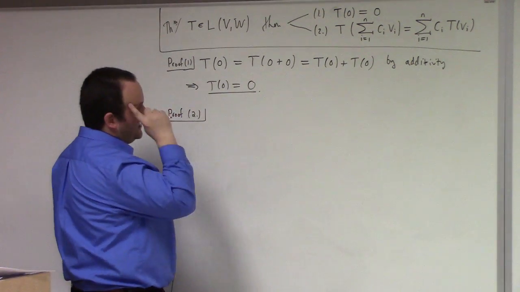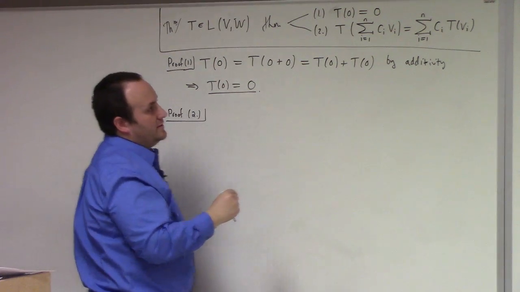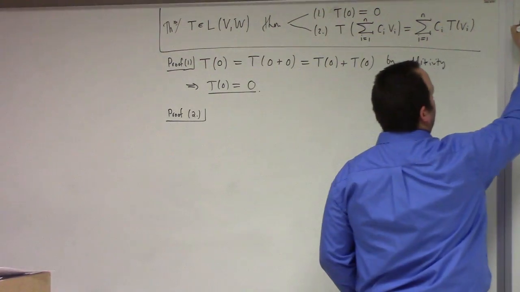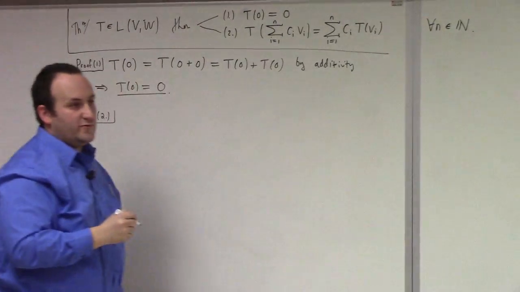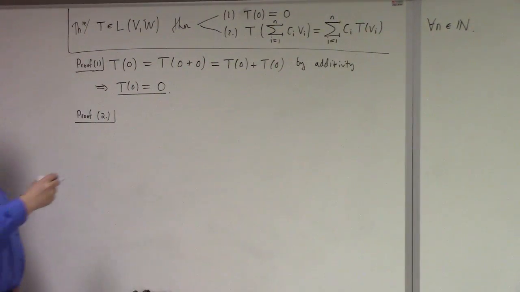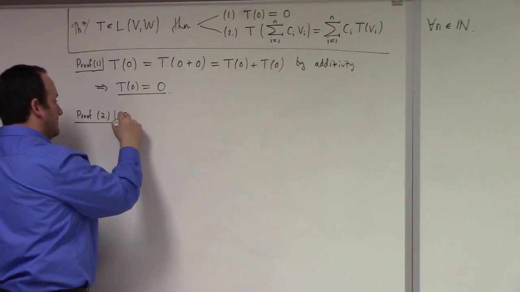2, let's see here. This is a claim about what? To be more precise, this is for what? For all n in the natural numbers. So this probably is something we should prove by induction, right? So let's proceed by induction on n.